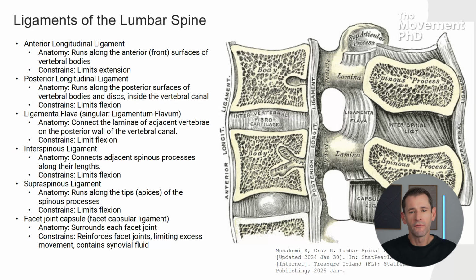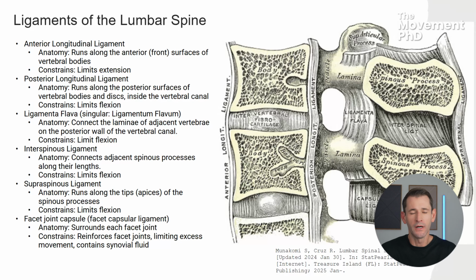We have our ligamentum flavum, which sits along the spinal canal on the posterior aspect. And again, it's going to limit flexion and just provide a continuous canal between those vertebral segments. We have our interspinous ligament, which is between the spinous processes. So inter means between, spinous, so it's the ligament between the spinous processes. Again, it's a posterior ligament, so it's going to limit flexion. Just posterior to that, running along the tips of those spinous processes, we have our supraspinous ligament.